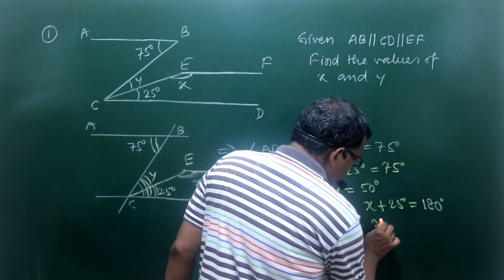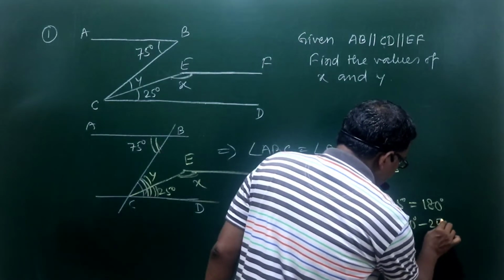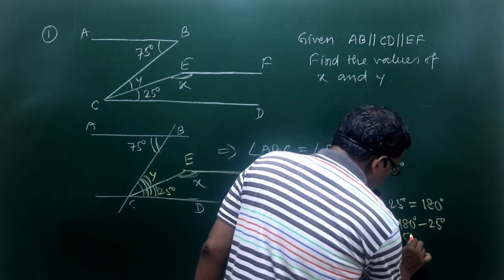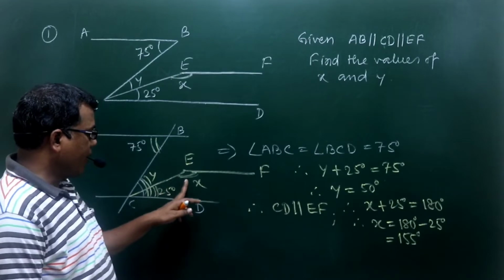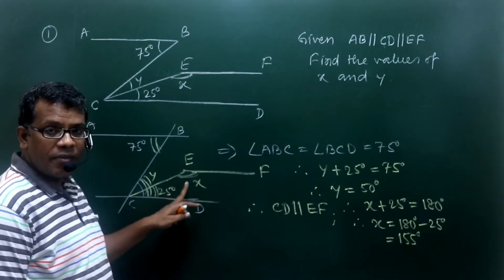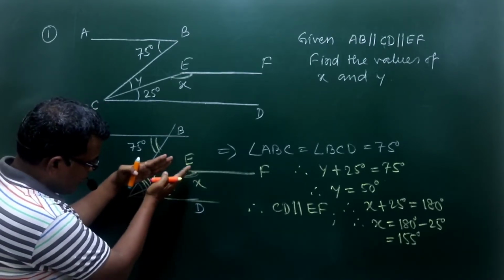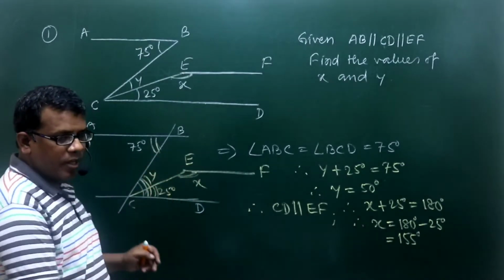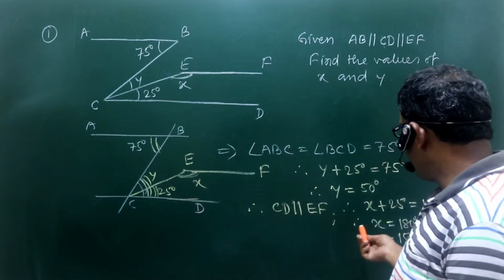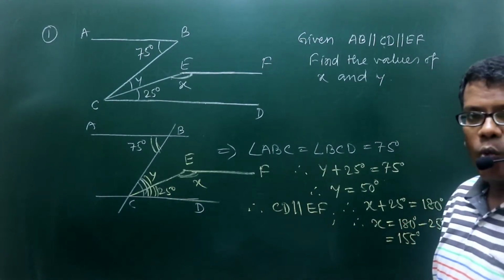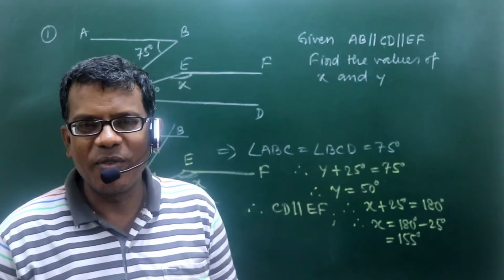180 degrees. Therefore X can be written as 180 degrees minus 25 degrees, so this is equal to 155 degrees. Are you getting it? 180 degrees will be the value as the sum of X plus 25, right? Being these two are parallel, these are the two angles on the same side of the transversal between two parallel lines. So their sum is always 180 degrees. Based on this, X plus 25 is 180, so X can be written 180 minus 25, which means it is 155 degrees.